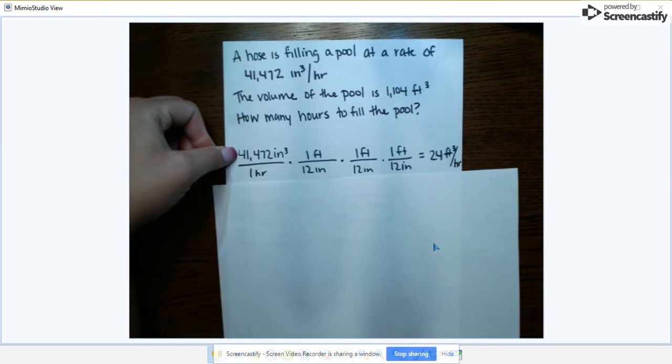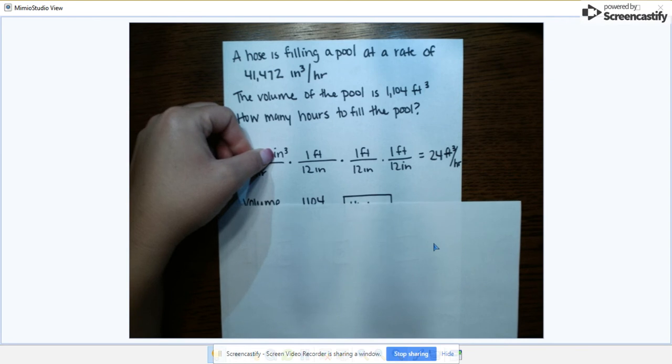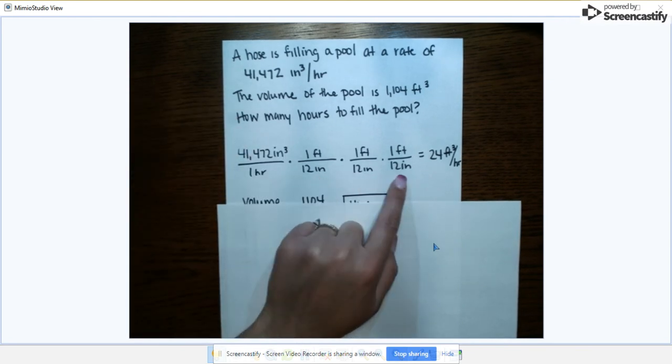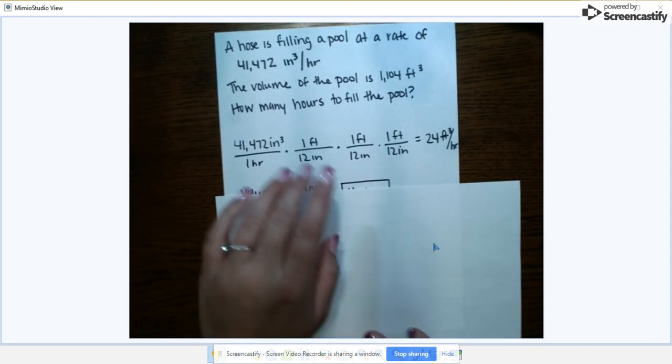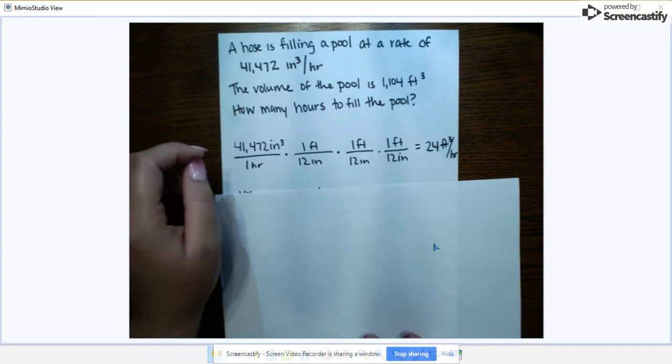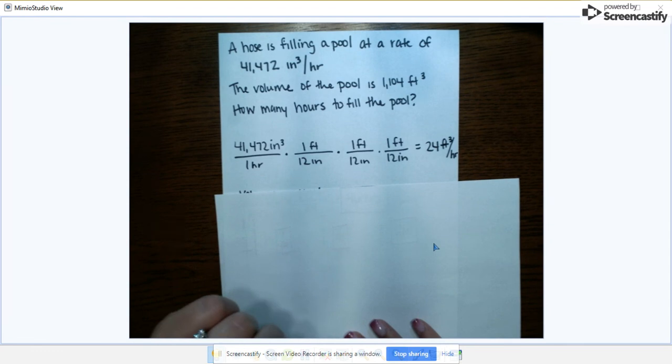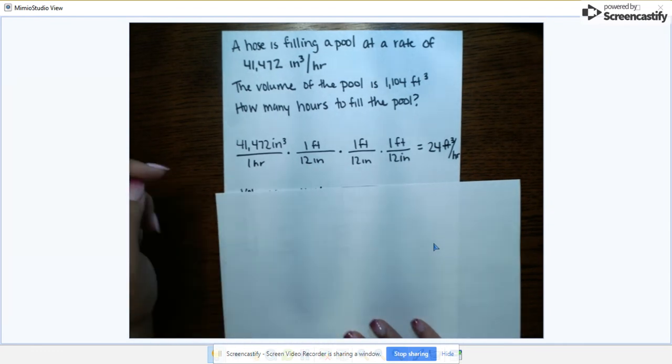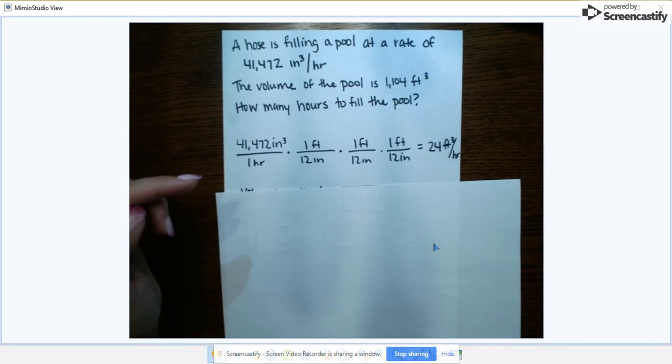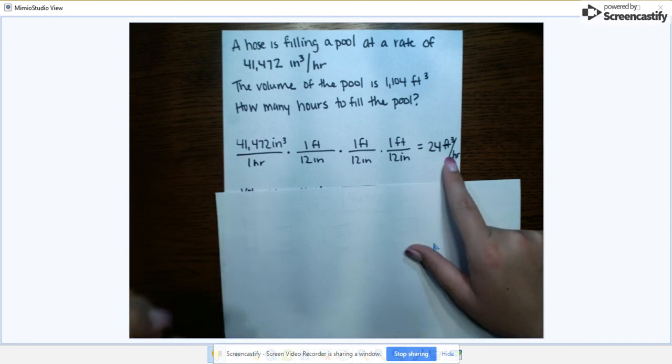So again, we start with what we know. In order to cancel off inches cubed, I have to have 3 conversion factors. Okay, we're changing it into feet, so that's why feet goes on top. 1 foot is 12 inches, so I do that 3 times. When you multiply across the top and divide by the denominator, you get 24 cubic feet every hour.